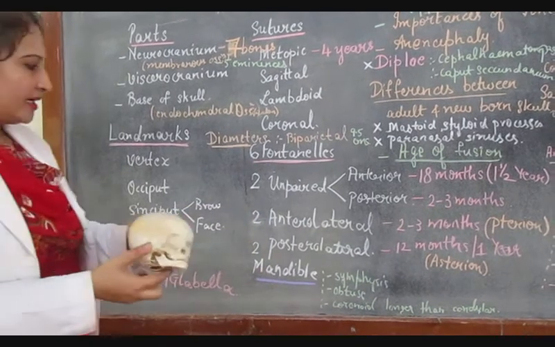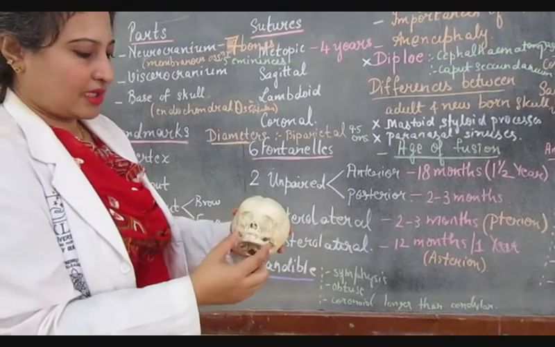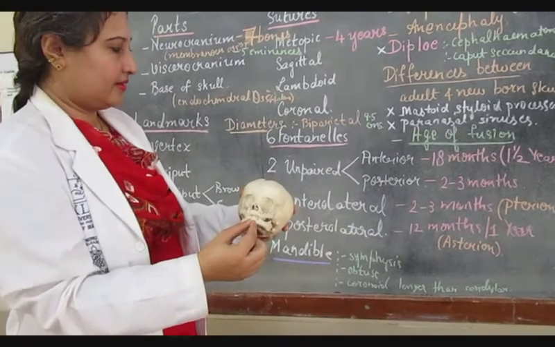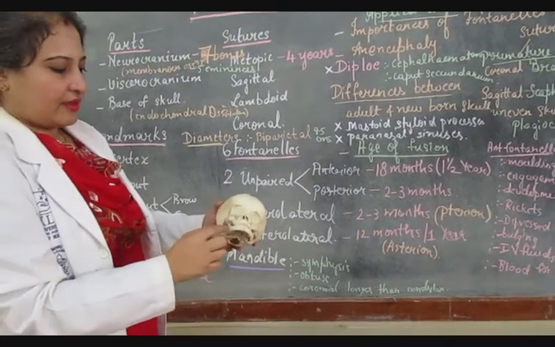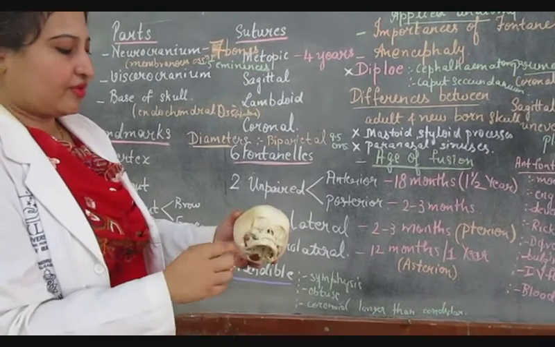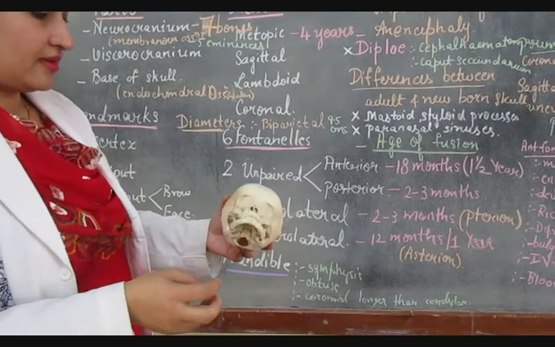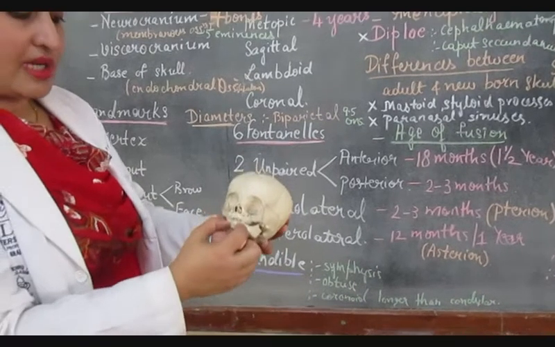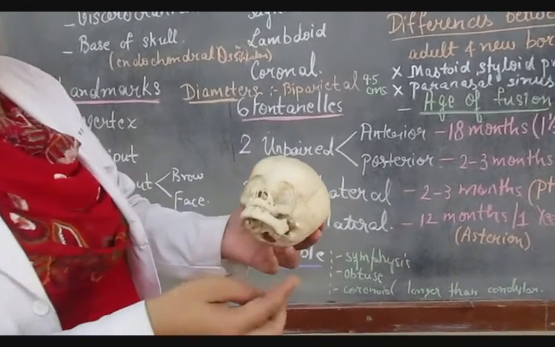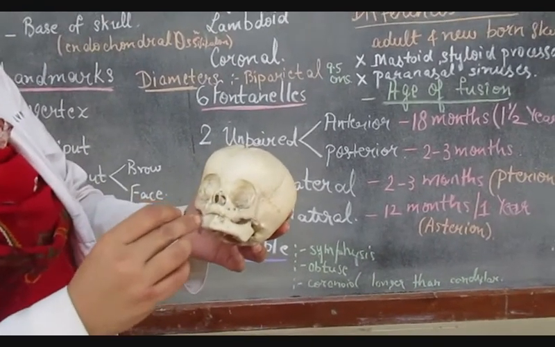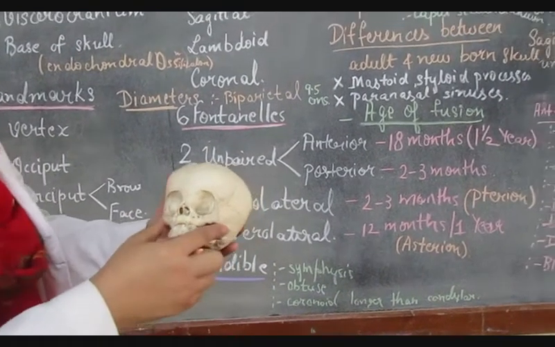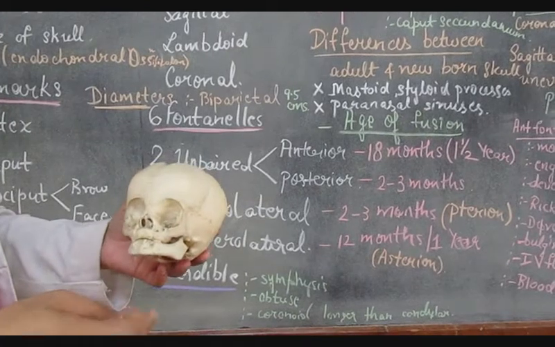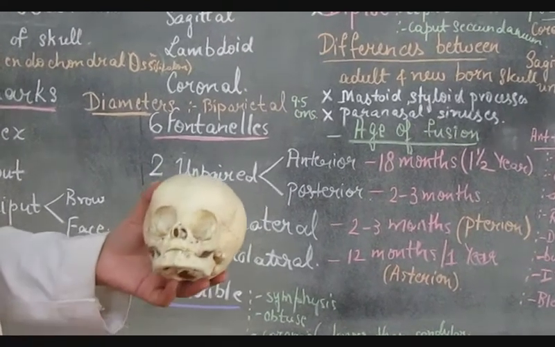Then mandible we have done, the symphysis menti, where the 2 mandibular processes unite. The angle of the mandible is more obtuse and the coronoid process is longer than the condylar process. That's the main difference. And the mental foramina are very close to the incisor teeth. Of course teeth are not developed yet.